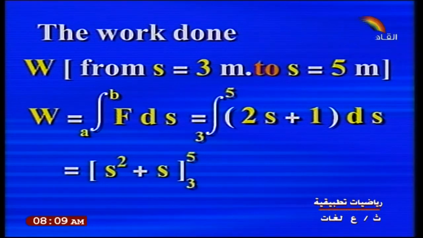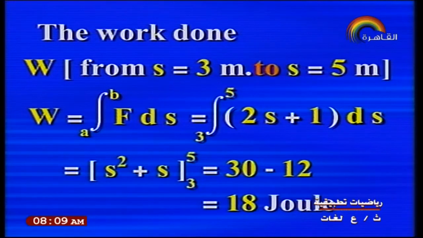After that, what is the interval? 3 to 5. We substitute s equals 5, and after that substitute s equals 3. Then we find the subtraction: 30 minus 12. The answer equals 18 joules. Then the work done by the force equals 18 joules. Remember, the joule is a unit of work. We have joule and erg. One joule equals 10 power 7 erg. But in this example, the work equals 18 joules.